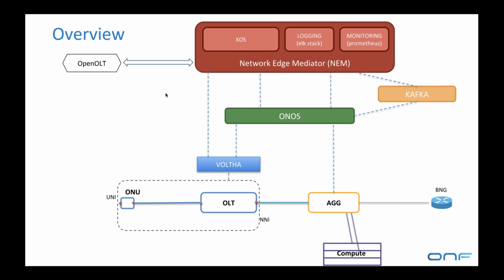This is a picture that most of us are most likely familiar with. We have at the bottom the hardware when you use OLTs, the aggregation switch, the BNG, compute nodes, and everything is controlled by the software running on the compute node. We have Volta to manage the PON side, ONOS to manage both the PON and aggregation switch, and NEM that orchestrates everything.